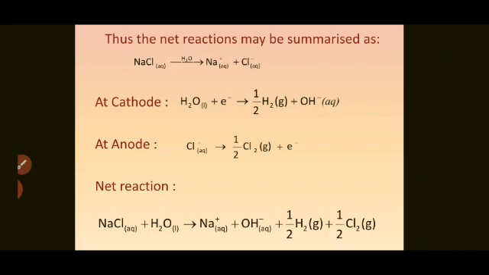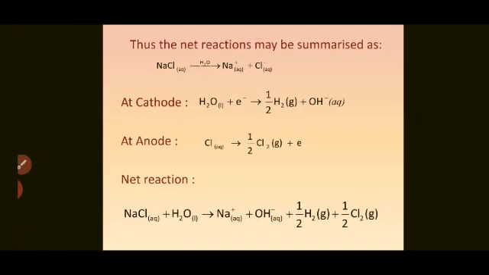Now the questions that may be asked on this part are: which gas is liberated at the cathode or at the anode during electrolysis of aqueous sodium chloride? Then by which method can we get caustic soda very easily? One is electrolysis of saturated NaCl solution, that is brine. This is the industrial method for preparation of NaOH, that is caustic soda.